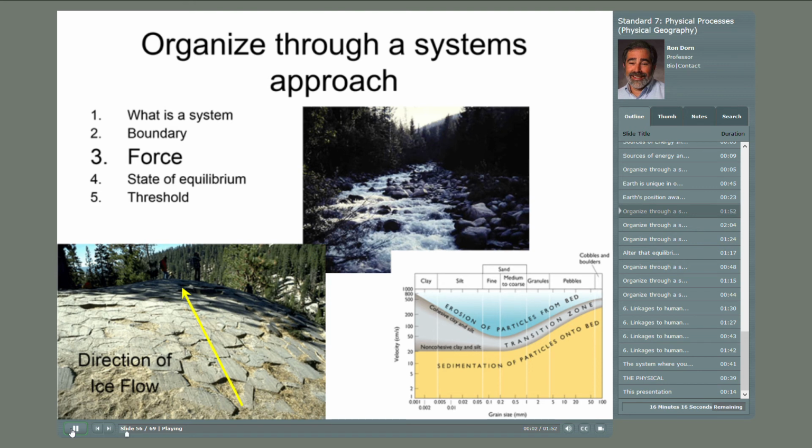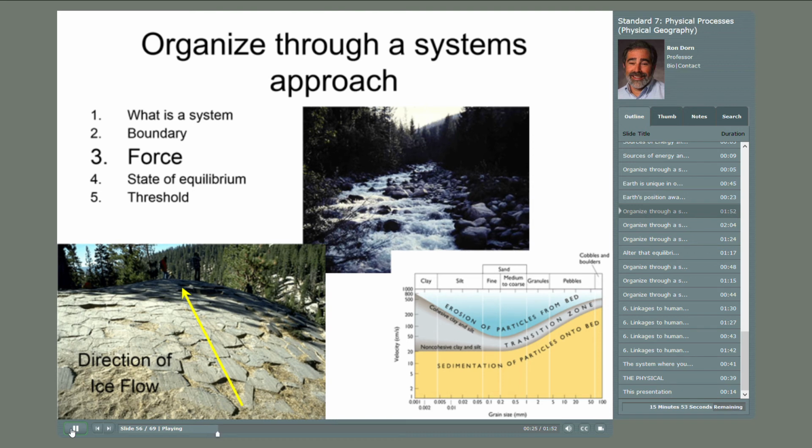Another way to think about a system is that there are forces in the system. So if you look at patterns on the Earth's surface, in the lower left-hand corner, it's a landform that was shaped by the movement of glacial ice. The bottom of the ice applied a force, and the force was so much that it polished the rock surface. That's what you see here: glacial polish and the direction of the ice flow.